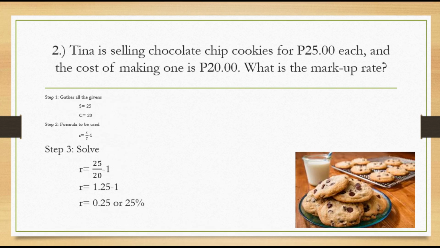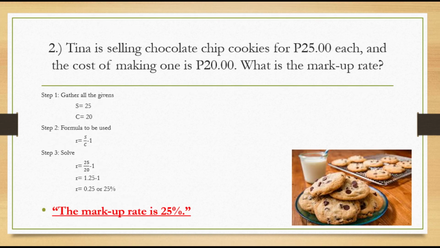Let's solve. So 25 over 20 minus 1. 25 over 20 is 1.25, minus 1 is 0.25. We change it to percent, so we multiply it by 100 and we put the percentage sign, so 25%. So the markup rate is 25%.